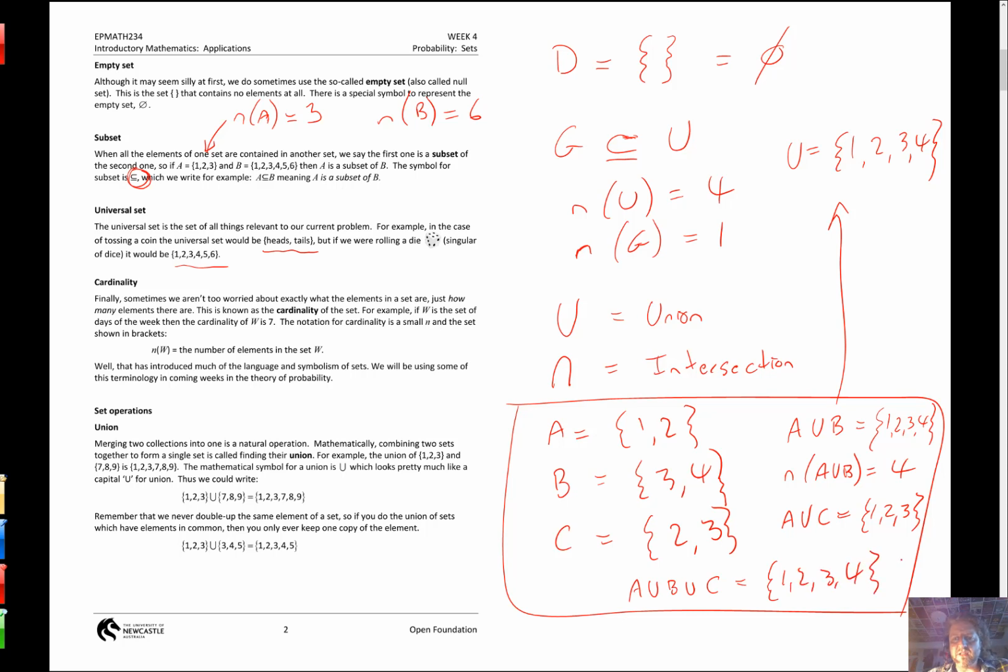Note that I'm not saying A union B union C must be the same as the universal set. I could have changed this question and said, no, the universal set is 1, 2, 3, 4, 5. I can do that. I just didn't define a set with 5 in it. That's okay. If at the start of this question I said, look, the universal set is 1, 2, 3, 4, 5. A is 1, 2, B is 3, 4, and C is 2, 3. Fine. A union B union C is still 1, 2, 3, 4.